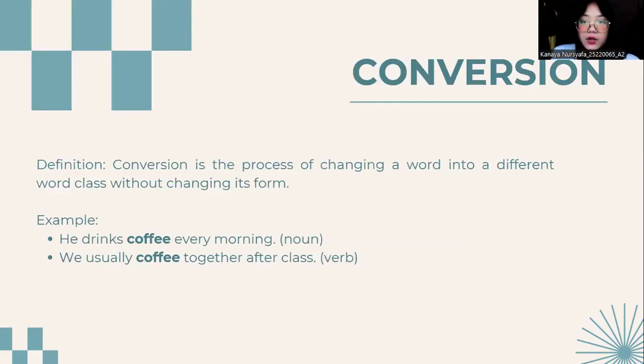Next is conversion. Conversion is the process of changing a word into a different word class without changing its form. For the examples, he drinks coffee every morning. It's noun. And we usually coffee together after class. Verb. So, even though the spelling is the same, the function of the word changes depending on the sentence.